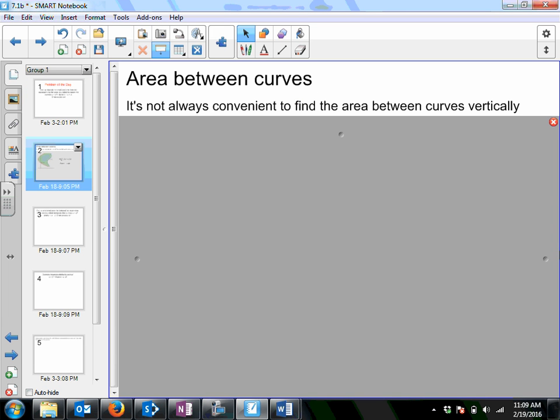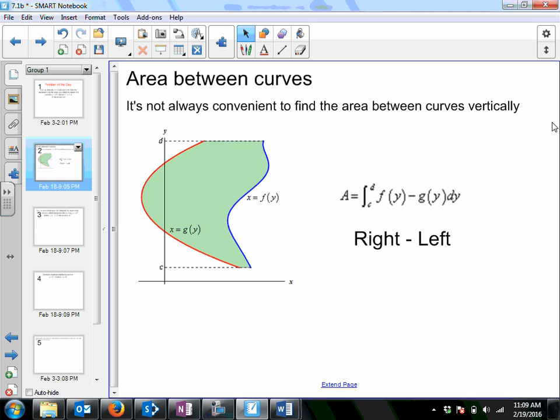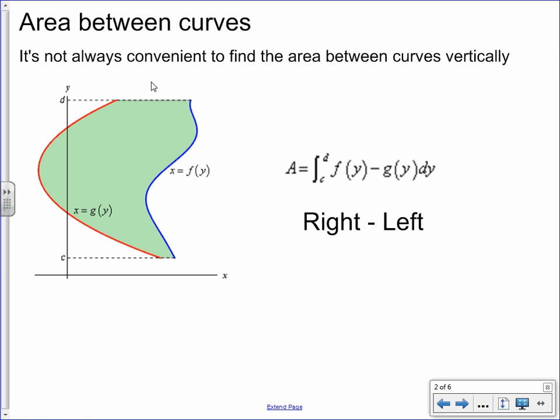Okay, let's think. Top minus bottom, bigger minus smaller, right minus left, bigger minus smaller. Okay, so same concept, except now we're going right minus left, which means our functions need to be in terms of y. If you can imagine, so don't write anything down.